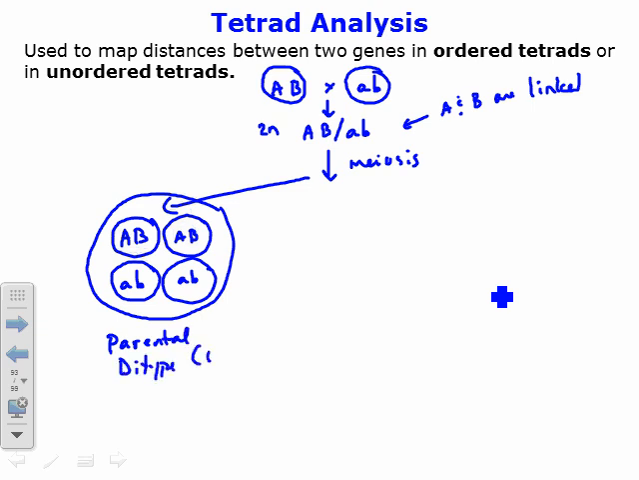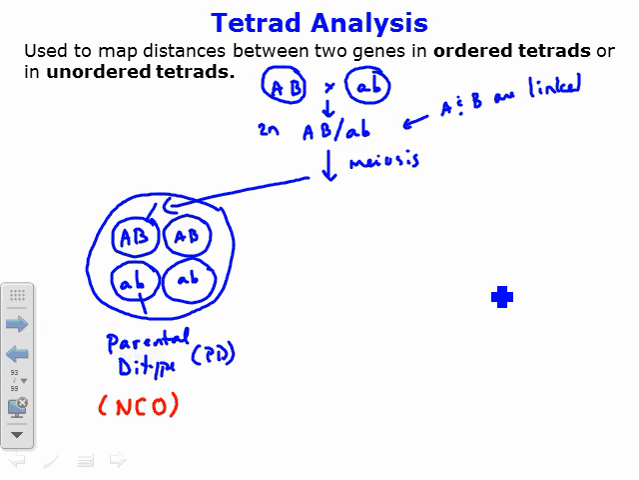Well, let's call that PD for short. What that means is that there's 2 types of spores. There's the big A, big B, little a, little b, and they're identical to the parent. So this is also consistent with non-crossover, no crossing over. So that's one outcome.